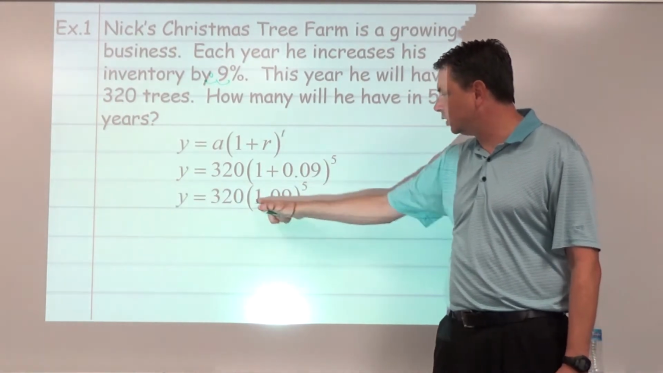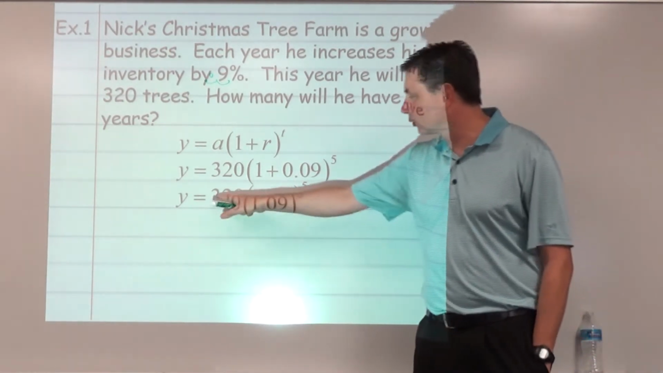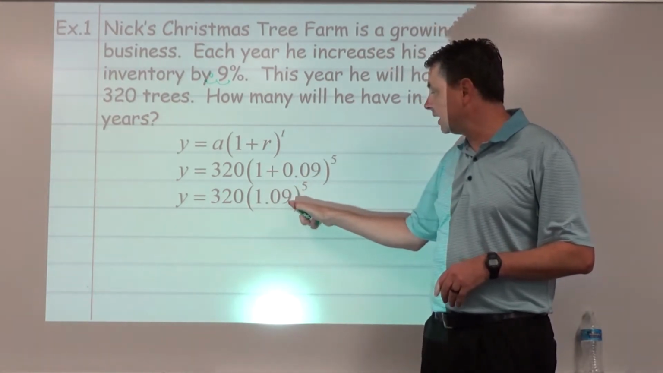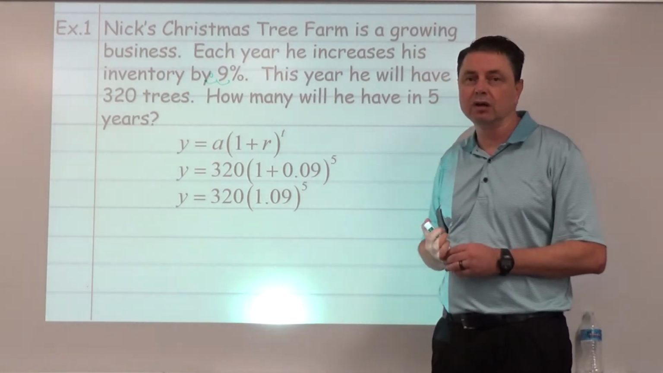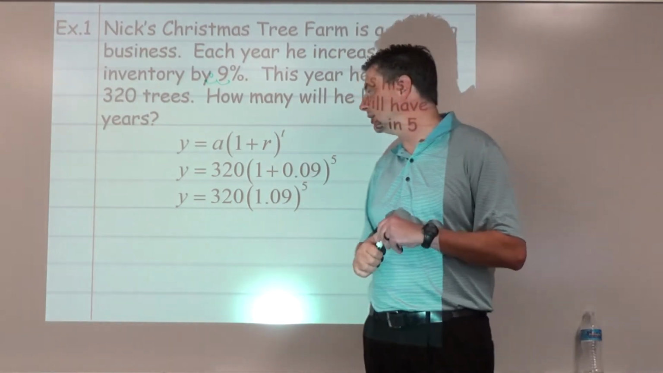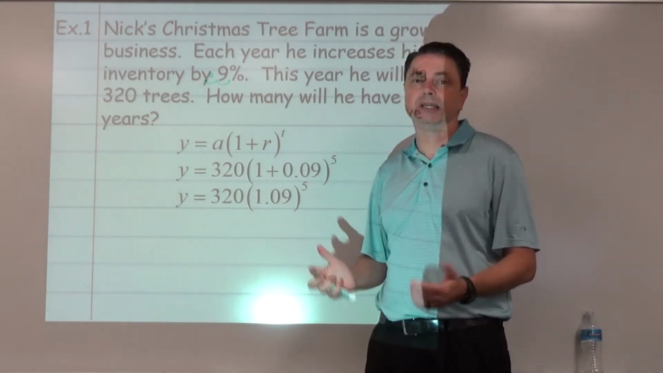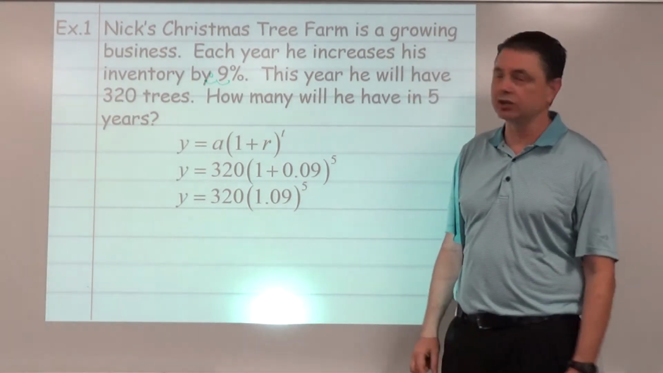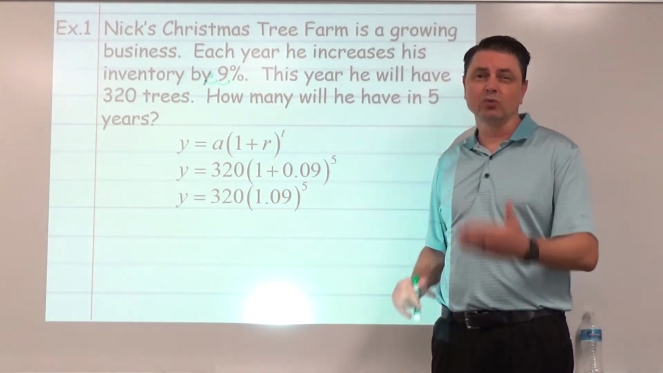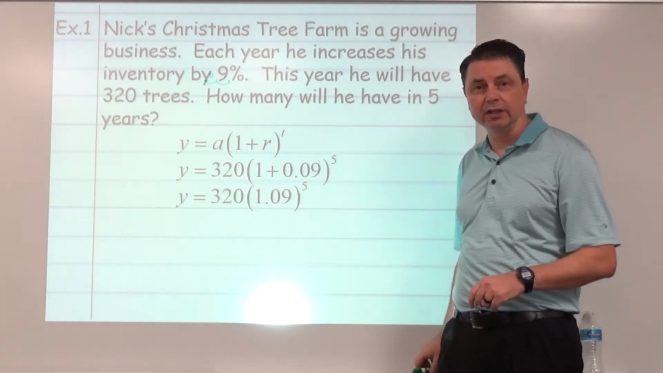So if we add these together, we get this. Now we're ready for the calculator. So we're going to type in 320 parentheses or times, your choice, 1.09 parentheses raised to the 5th power. See what we get. We are talking about trees. So it would not be appropriate to answer something like 417.3 trees, because you really can't have 0.3 trees as far as Christmas trees. So it really makes sense in this context of the problem to round to the nearest unit or the nearest tree. Let's go over and check out the calculator.